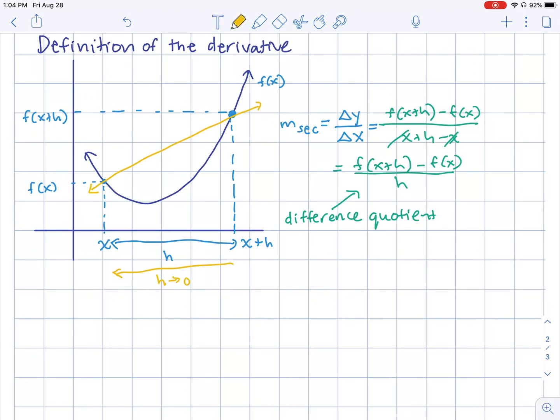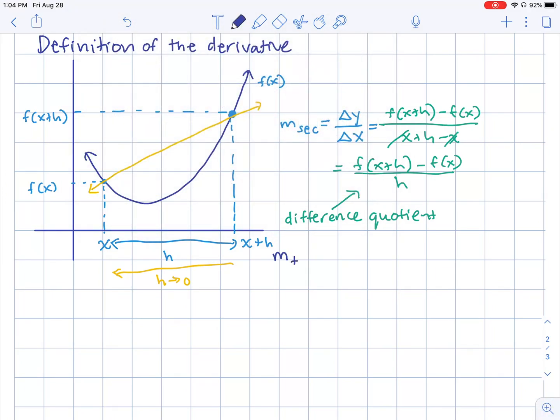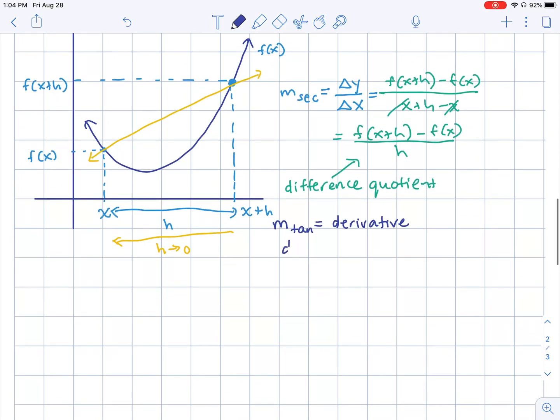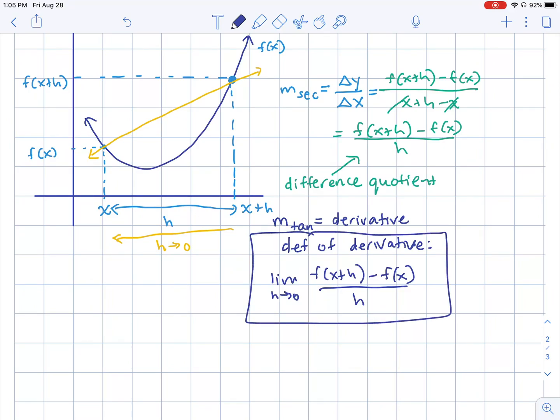Okay, so let's go ahead and put that into a limit. The slope of a tangent line is then what we define as a derivative. And so the definition of the derivative here will be the limit as h approaches 0. So we close in on that gap of this difference quotient. And here is our definition of the derivative.